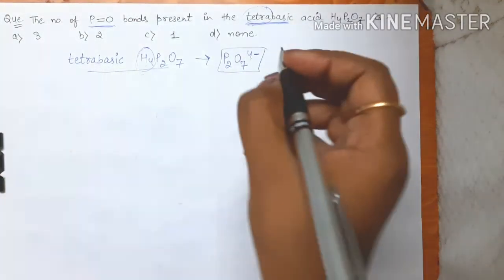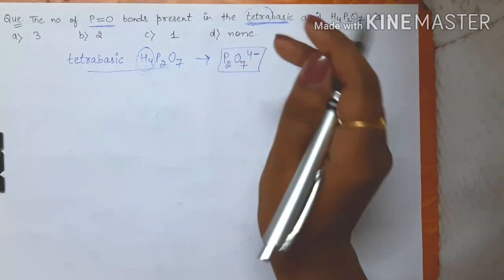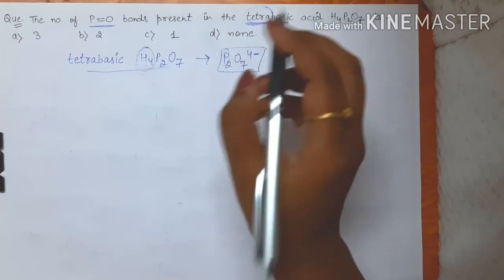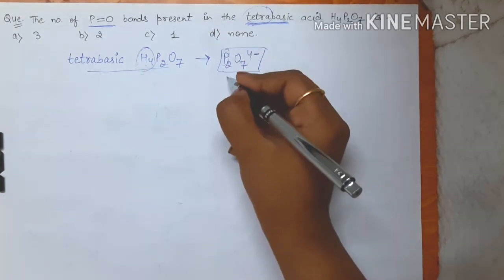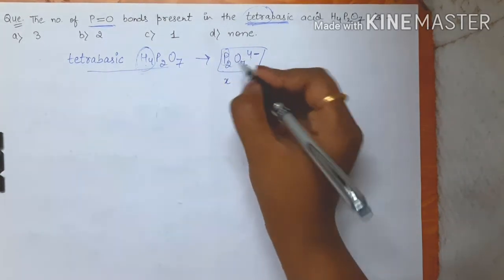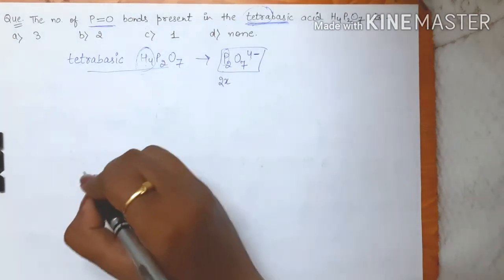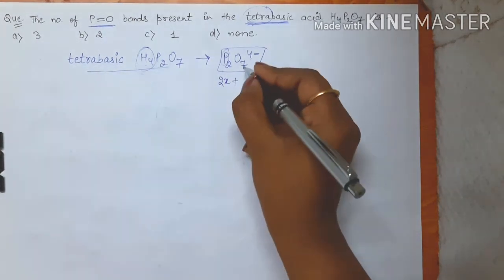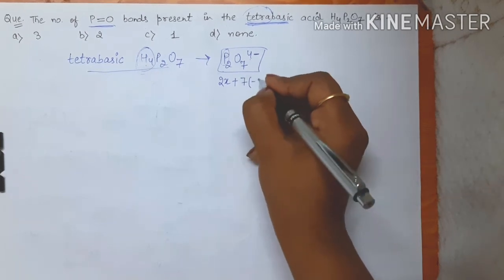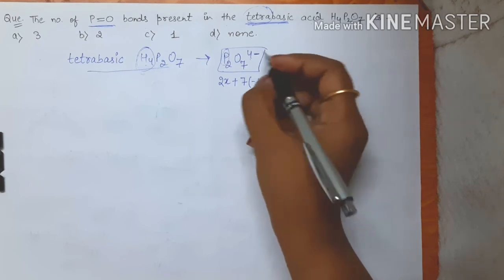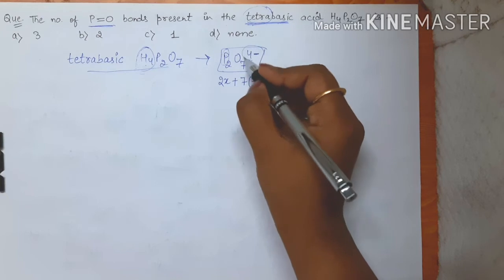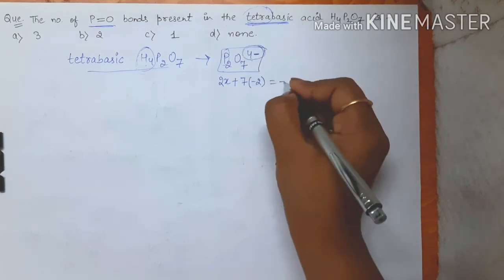Now first we have to find out the structure. For that, first find out the oxidation state of this phosphorus. Suppose the oxidation state of this phosphorus is X, right? And there are 2 phosphorus present, so it will be 2X, plus there are 7 oxygens, 7 multiplied by minus 2. This is the oxidation state for oxygen, is equal to minus 4, because it is having minus 4 charge.